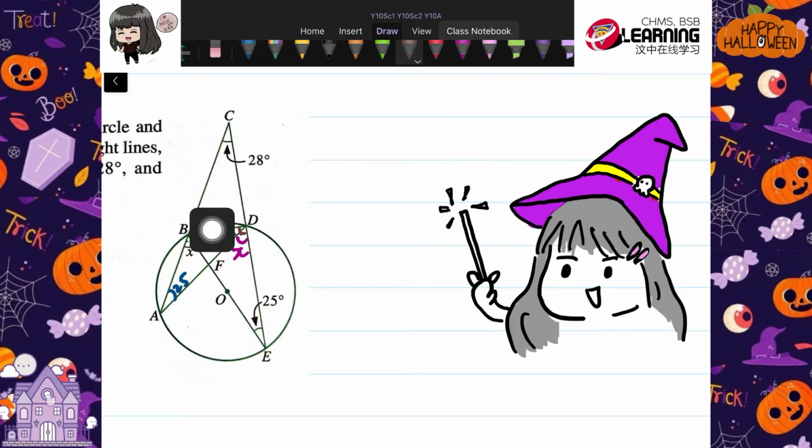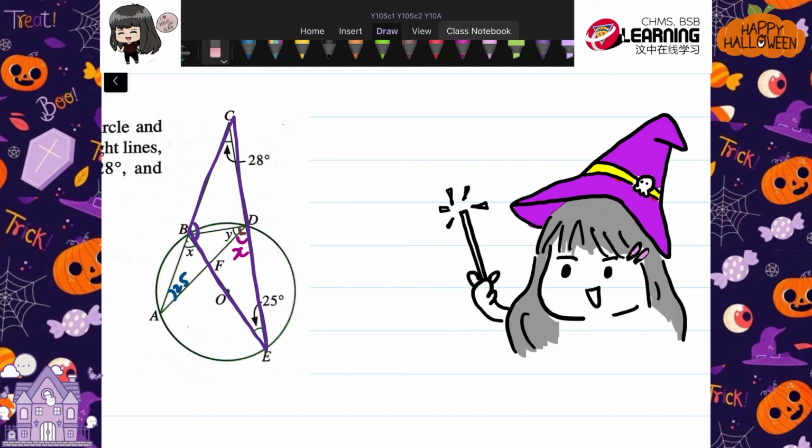For the x value, I will find this angle first. You see the triangle here, BCE. There's a big triangle here, BCE. So to find this angle will be 180 minus 28 minus 25. Then I'll get this. Why do I need to find this? Because there's a straight line here to find x. 180 minus this angle, you will get x.